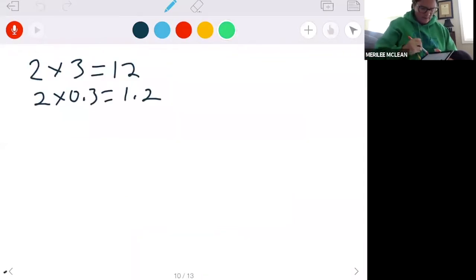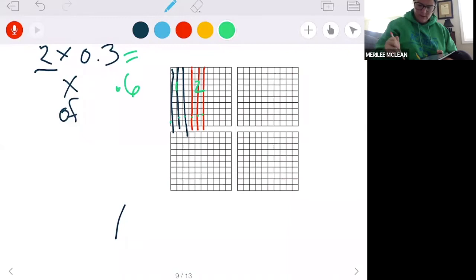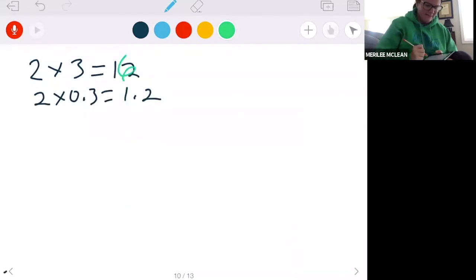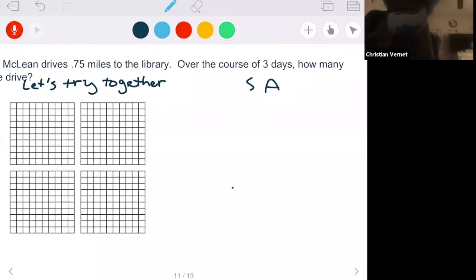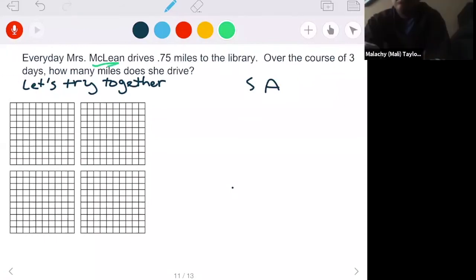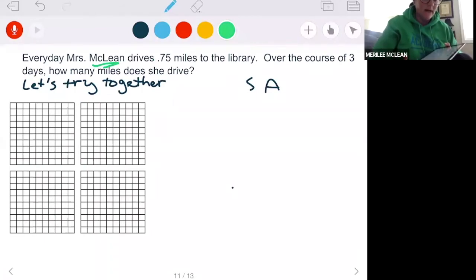2 times 3 is 6. So 2 times 3/10 would be 6/10. Easy peasy? I want to hear a lemon squeezy, somebody. Lemon squeezy. On your decimal grid, it says, every day Miss McLean drives 7,500 miles to the library.